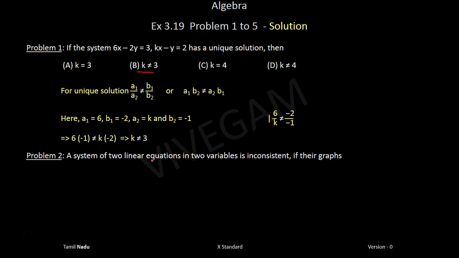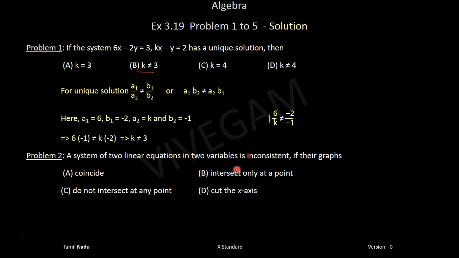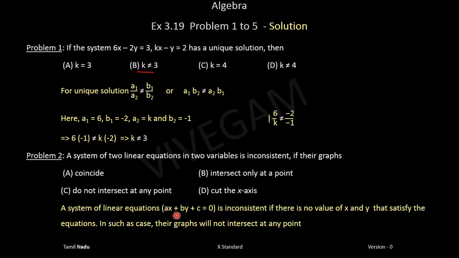A system of two linear equations in two variables is inconsistent if their graphs coincide, intersect only at one point, do not intersect at any point, or cut the x-axis. So this is straightforward. A system of linear equations is inconsistent if there is no value of x and y that satisfies the equations. In such a case, the graphs will not intersect at any point. They don't have any common point at all, so they are inconsistent. So that is the key here.